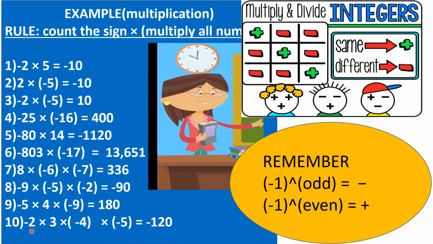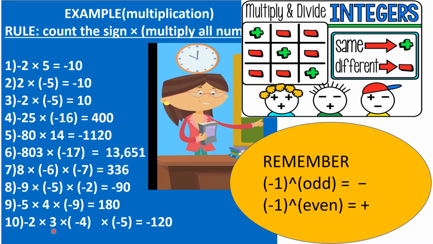Next example, count the number of minus signs. It's very easy to find the answer in this. Just count the number of minus signs. 1, 2, 3. 3 is an odd number, so my answer will be minus. So it is minus. 2 into 3 is 6. 6 4s are 24. 24 into 5 is 120. So again, if you remember this, it is very easy in the case of multiplication to get the final sign in the answer. That is minus.